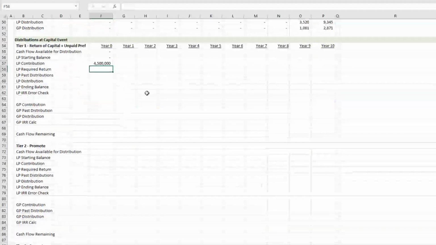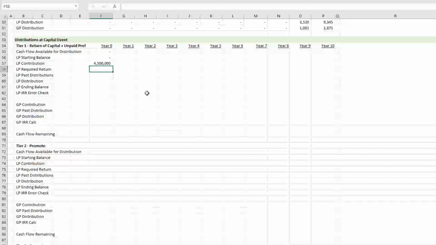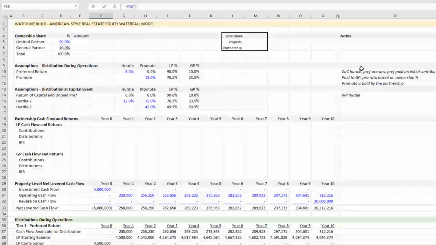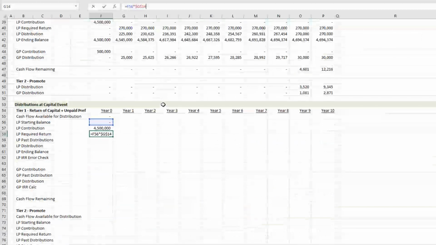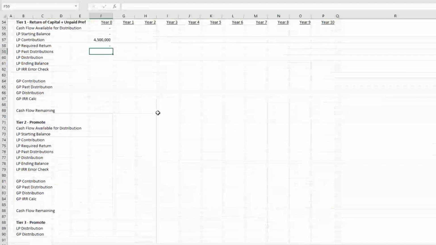Then what is the LP's required return? And this is where we begin to differ. Well, the LP's required return is equal to the starting balance multiplied by the hurdle in this tier, right? That's at 6%. Hit F4, enter.